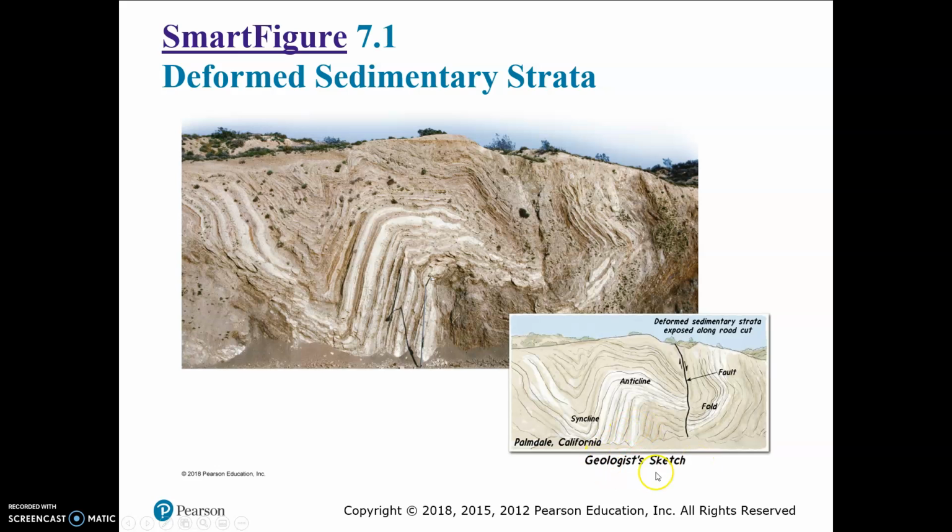And if we look at this sketch down here, we can see several different types of deformations. We can see a syncline, which is a deep V shape here. We can see the anticline, which is kind of an upside down V. This break or fracture in the rock here is called a fault. And then over here, we can see another type of fold, not quite a syncline or an anticline, but just another fold that has occurred here.